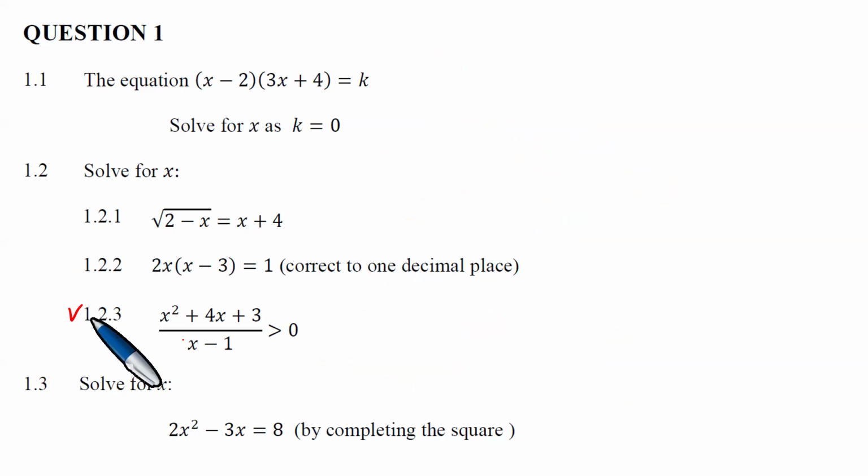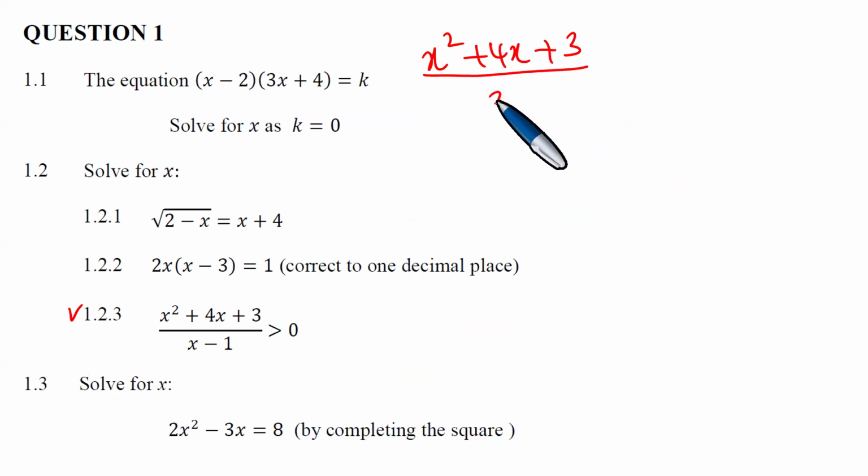Right, the next question is 1.2.3. In 1.2.3, we want to solve for x given this one. We are given x squared plus 4x plus 3, divided by x minus 1, is bigger than 0. So to solve this one, we proceed as follows. Let us find the factors of this expression.